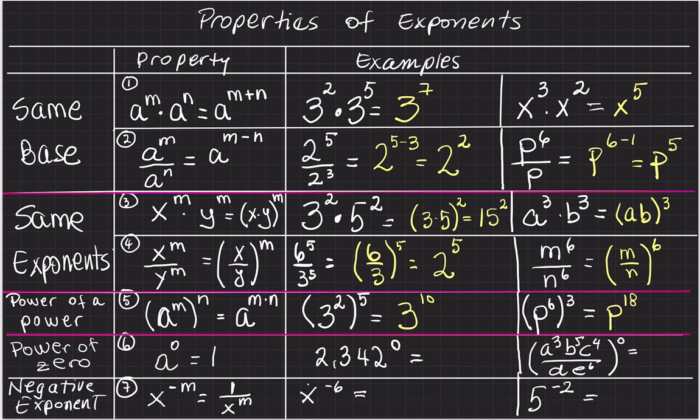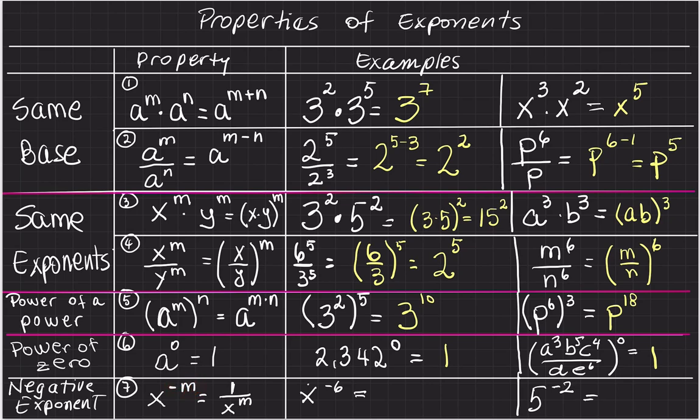So in my example, I have 2,342 to the power of 0. No matter what, if it's to the power of 0, your answer is 1. On the next example, I have this big expression here, but it doesn't matter what you have here. If all of this, and we use parentheses to say all of this in algebra, is to the power of 0, then my answer is 1. Next example, when you have a negative exponent here, negative m.